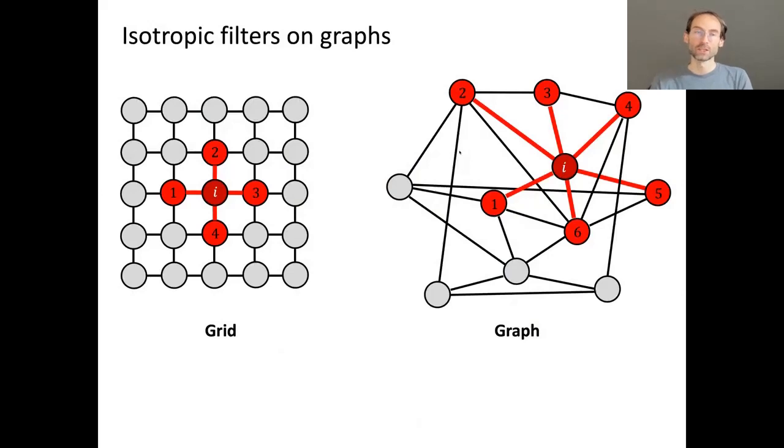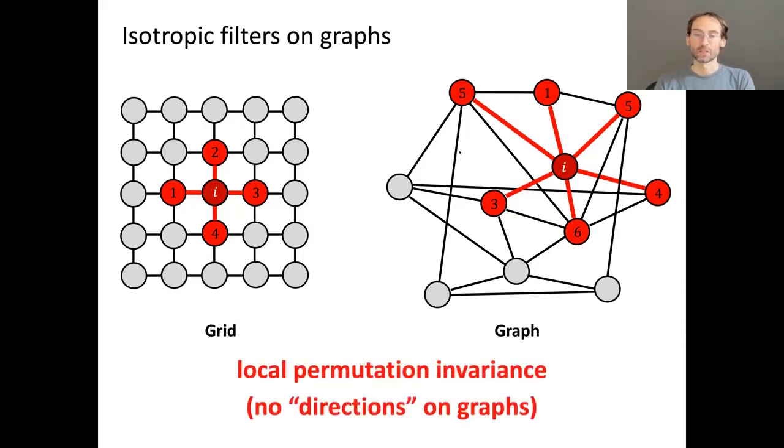Now, I mentioned the problem of isotropic filters. And this comes from the fact that on grids, we have canonical order of pixels, right? I can always talk about pixel to the left, pixel to the right. So I can give them some way of ordering them. On graphs, on the other hand, I can order my neighbors in an arbitrary way. And as a result, we have local permutation invariance. So there are no directions on graphs.